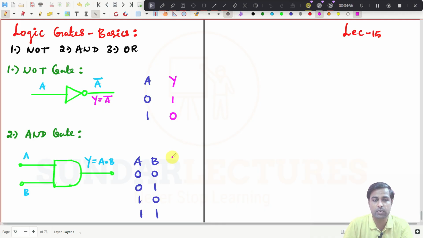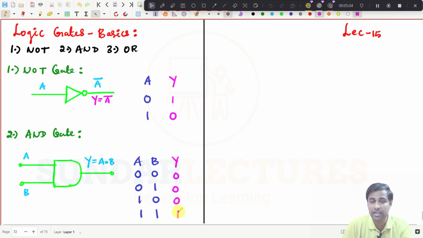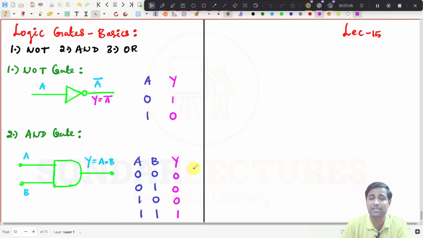So now, what is Y? For the AND gate, if you multiply 0 and 0, you will get 0. 0, 1 multiplication is 0. 1, 0 multiplication is 0. 1, 1 multiplication will be 1. Try to understand, you can say it in this way, or in another way. When both inputs are high, then only your AND gate output will be high. If one input is low, then obviously your AND gate output will be low. That is how you can explain the AND gate.